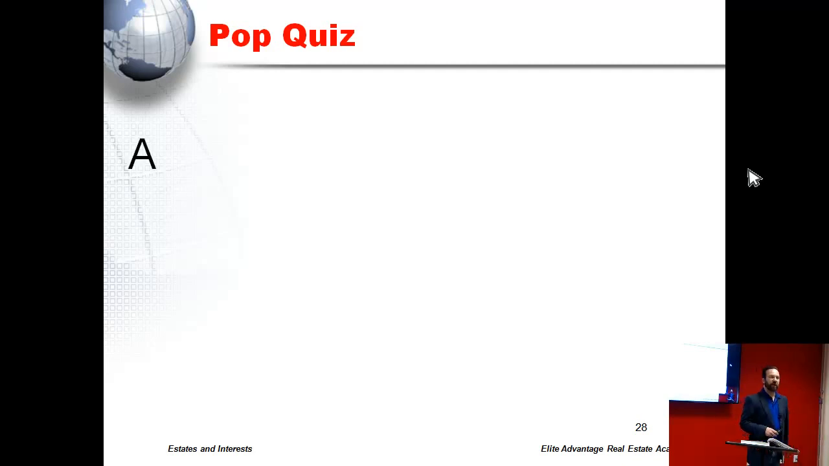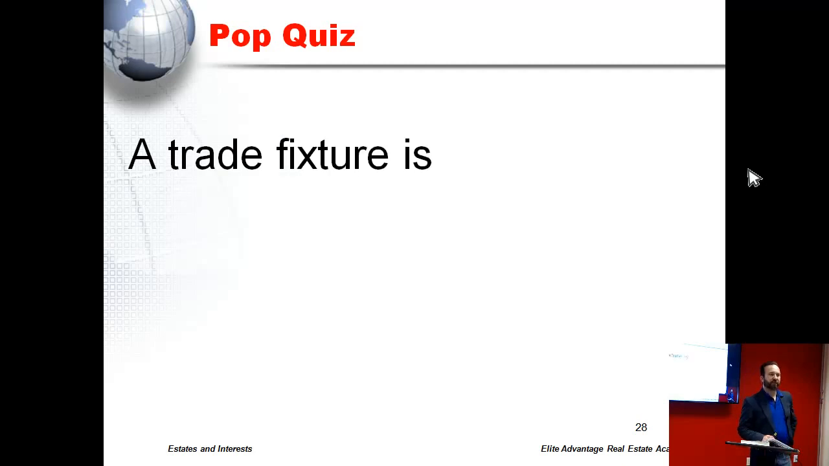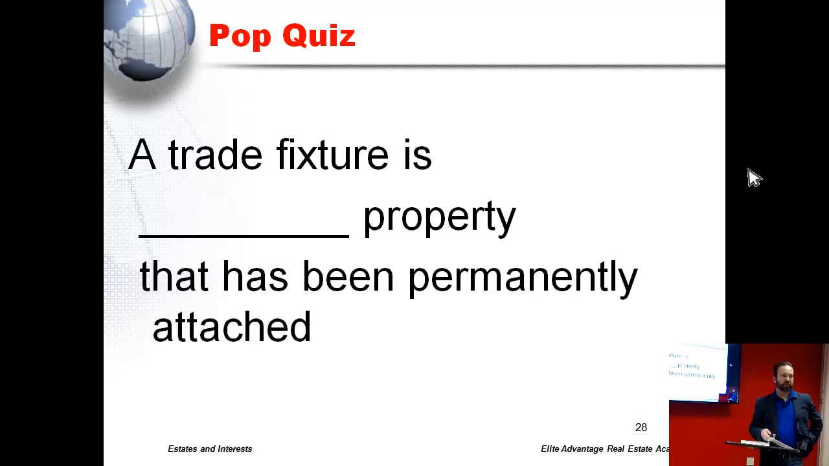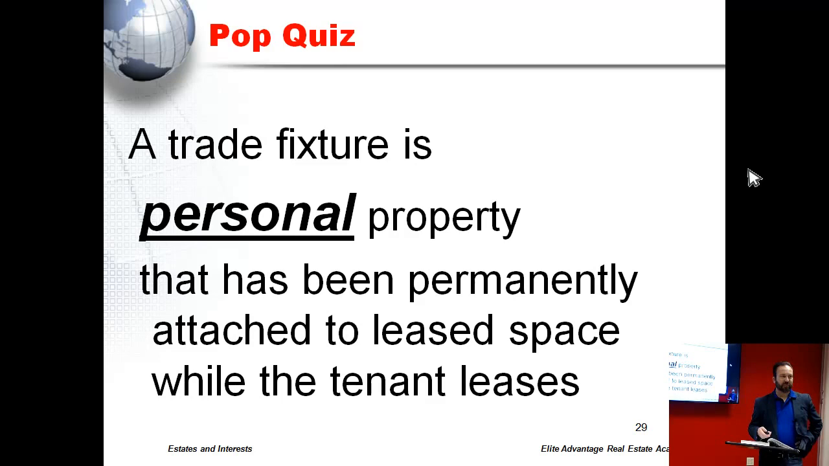All right, we've got another pop quiz here. So what do we got? Let's see here. Trade fixture is what? Attached. Personal property that was attached to. Okay, so you're saying it has been permanently, wow, you guys know this one, right? Must have read. Okay, personal property that has been attached, right?